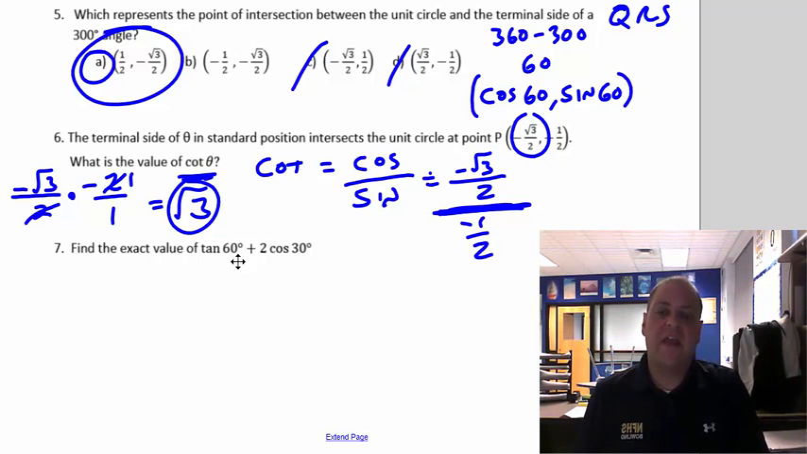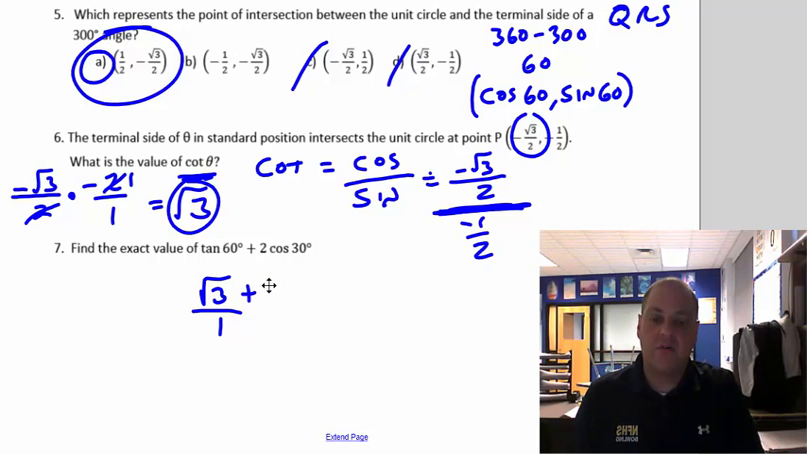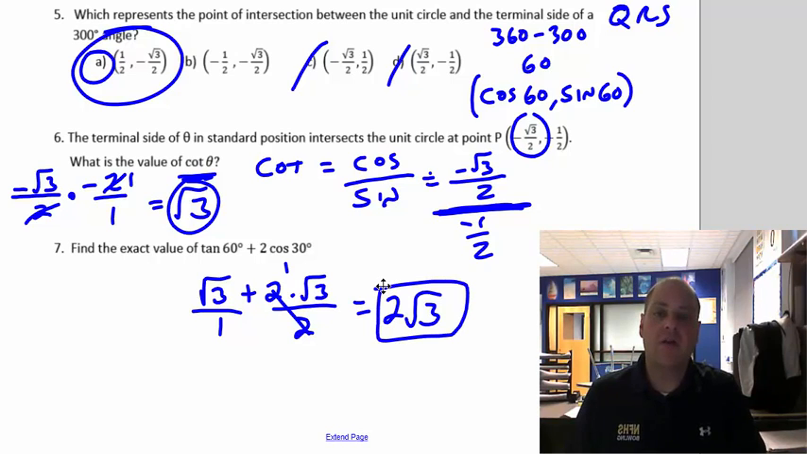Find the exact value of tan 60 plus cos 30. Tan 60 you're supposed to know is radical 3. Put that over 1. Cosine 30 is radical 3 over 2. So it's 2 times radical 3 over 2. Cosine 30 is radical 3 over 2, and then times 2. Now, the 2 is reduced to 1, and we're left with radical 3 plus radical 3, which is 2 radical 3. There are 2 radical 3's, okay?